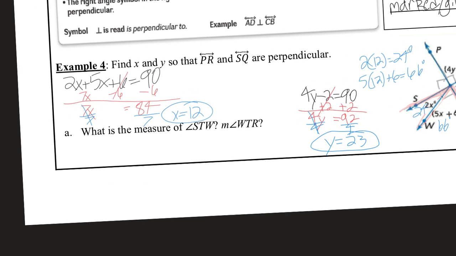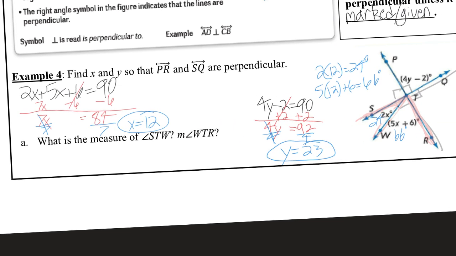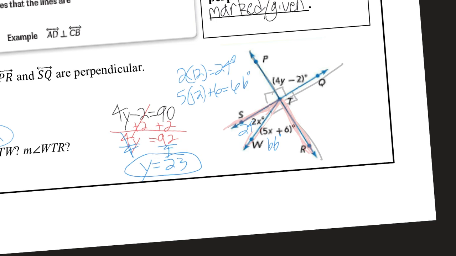Okay? This last question says, what is the measure of angle STW and measure of WTR? So STW, let's look at that. STW, oh, that's 24. And then WTR, that's 66. I answered those questions already.